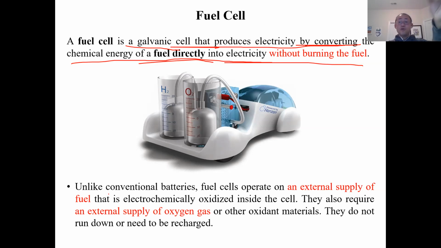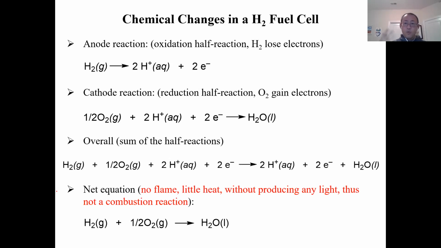And of course, in order to oxidize the fuel, to convert the fuel into electricity, you also need some oxidizer. The most commonly seen oxidizer is oxygen gas from the air. So that means you also need an external supply of air or other oxidant materials, because you keep fueling. You keep adding fuel constantly. So this battery doesn't run down or need to be recharged, because you keep supplying the reactants. That's a big difference in what we're about to learn for fuel cells.